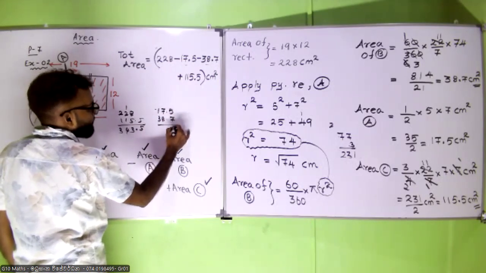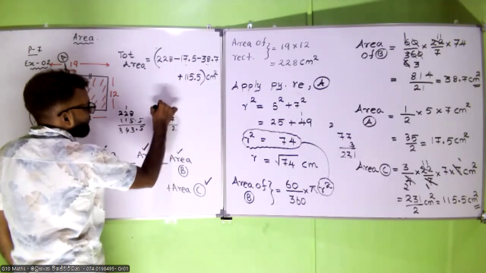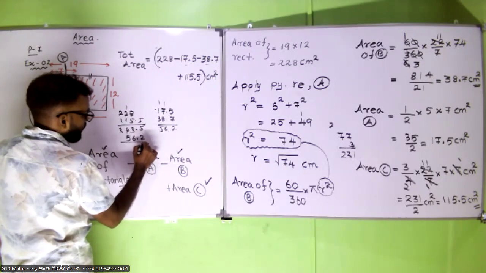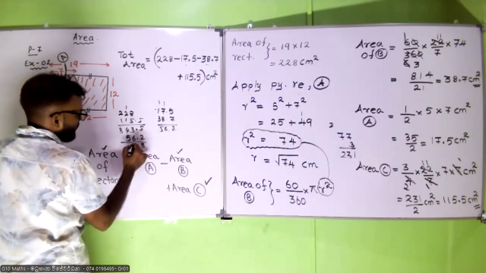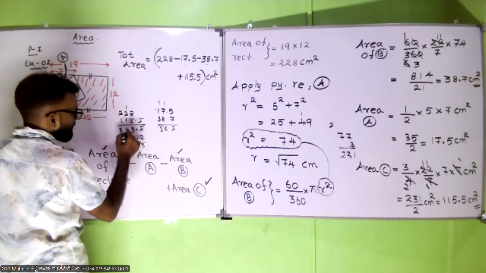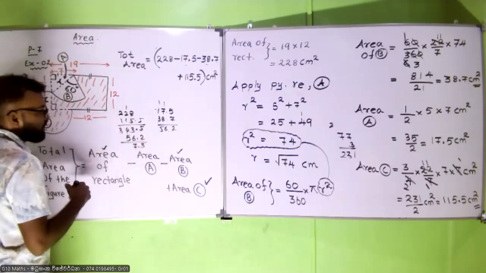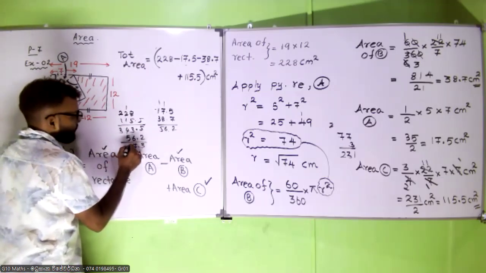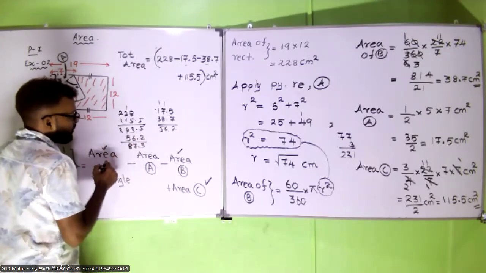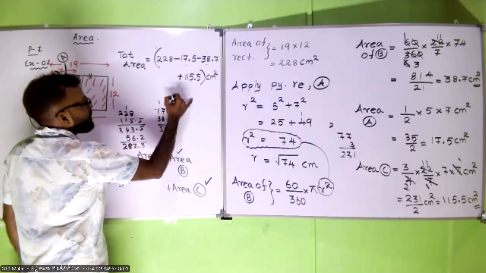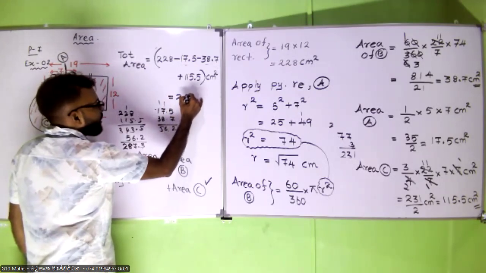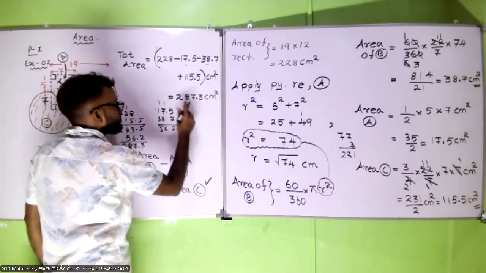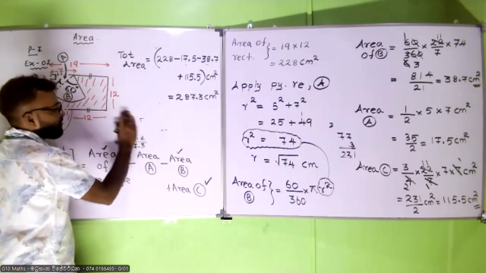38.7 plus 17.5 is 56.2. I have to subtract this from 343.5. 13 minus 6, 7. Here you have 3, again 13, 13 minus 5, 8. So the answer should be 287.3 square centimeters. This should be the final answer.